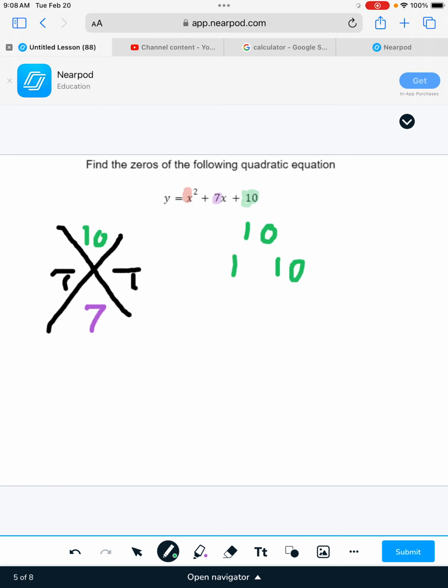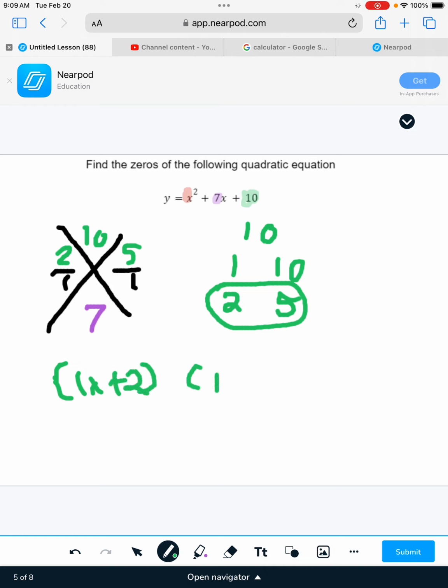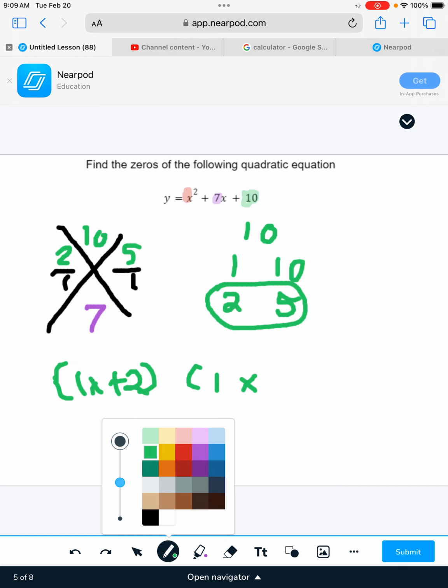1 times 10 makes 10. 2 times 5 makes 10. 3 doesn't work. 4 doesn't work. 5 works. 6 doesn't work. 7, so on and so forth. Two numbers that I see add together to make 7 are 2 and 5. So I put that 2 here. I put that 5 here. And I go, okay, 1x plus 2 and 1x plus 5. I don't know why I said minus there. I apologize for that. It is plus 5.